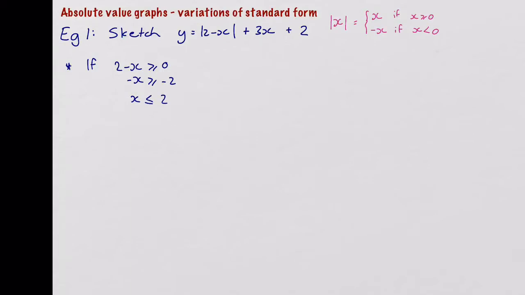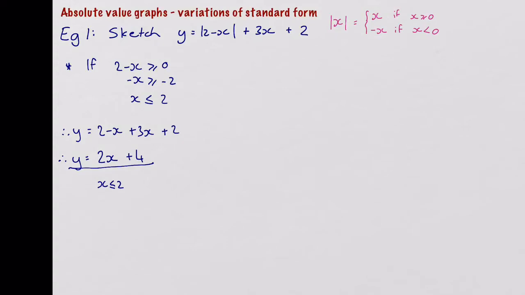Okay, so then let's work out what the straight line equation would be. That would mean that y is equal to 2 minus x plus 3x plus 2. Now let's simplify that into normal straight line standard form. So negative x plus 3x is positive 2x, and 2 plus 2 is 4. Right, so this is the arm of the absolute when x is less than or equal to 2.